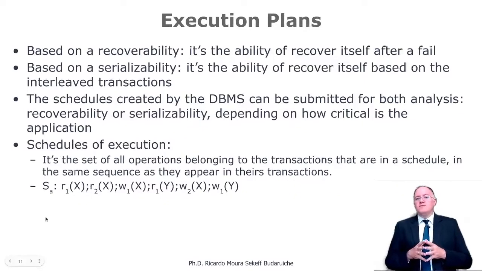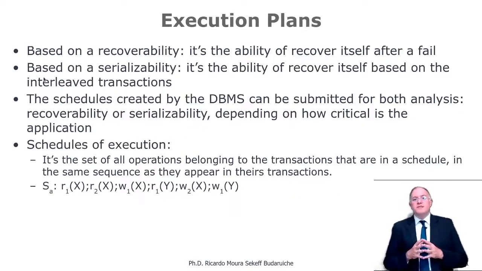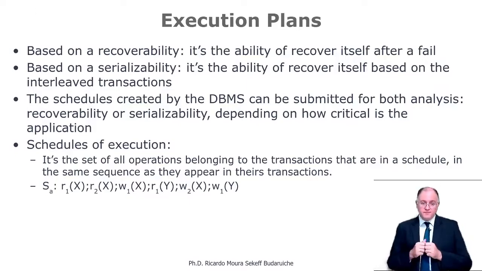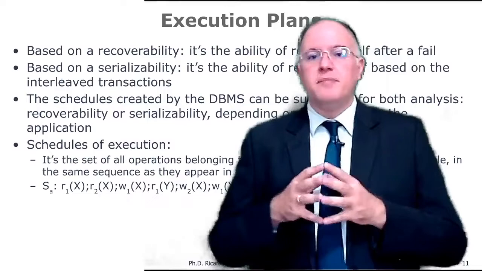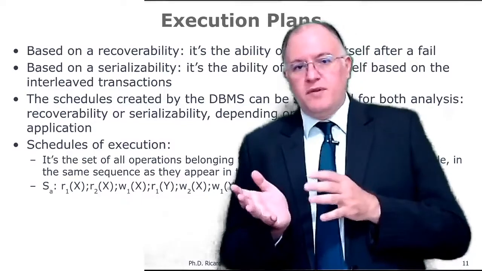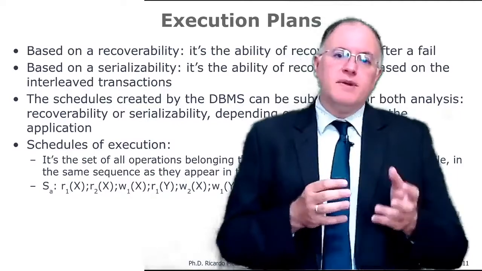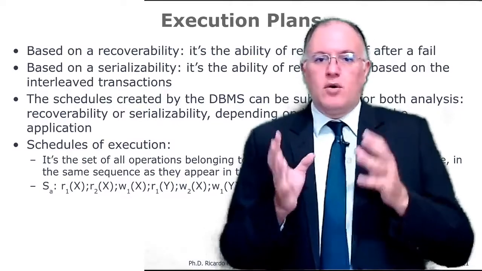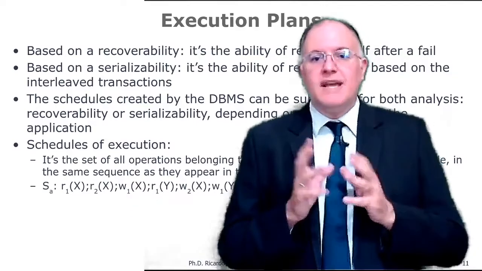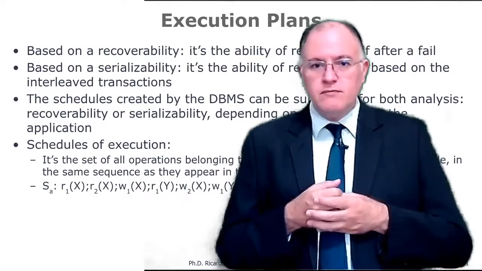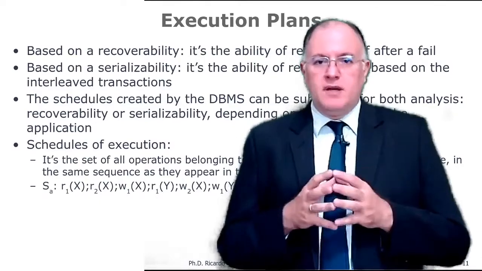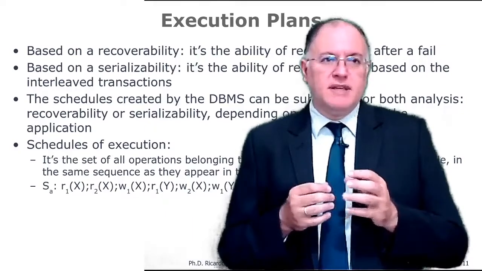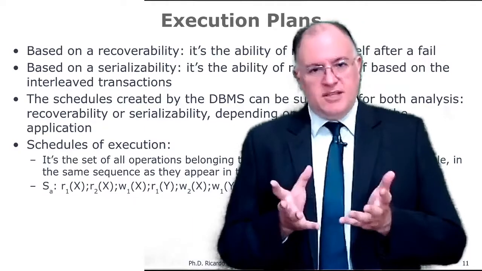To handle the transactions and recoverability, the concurrency control creates plans called schedules to execute the concurrent transactions. We can see that a schedule can be based on recoverability, which will guarantee the recoverability of the plan, and based on serializability, that is, the order of the operations of transactions kept in a schedule, for example. Both analyses can be done in the plan, depending on how critical the application that requested the transactions is.